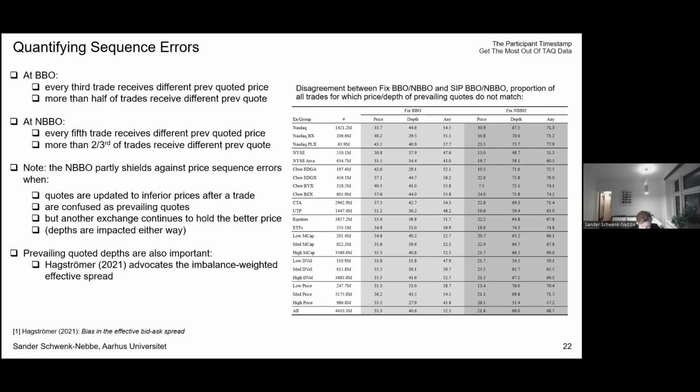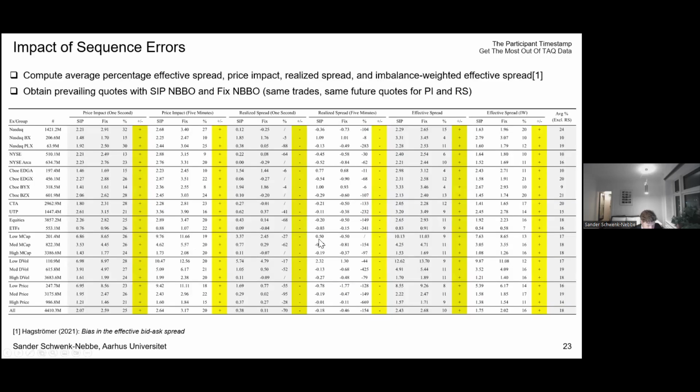So if fix NBBO yields a different price compared to the SIP NBBO, then we can be sure this is a sequence error, because I'm correcting only sequence errors in fix NBBO. So that is something that you should know. If you use the standard definition and you use the SIP timestamps, you will quite often receive incorrect prevailing quoted prices. So these incorrect prevailing quoted prices, they do induce bias. And the question is, why would they do that?